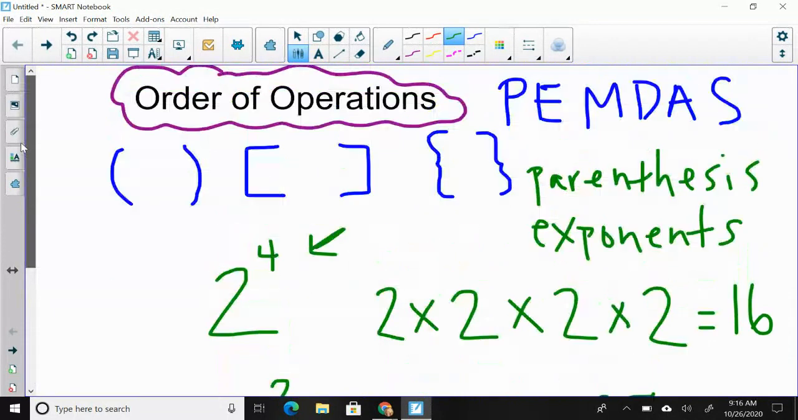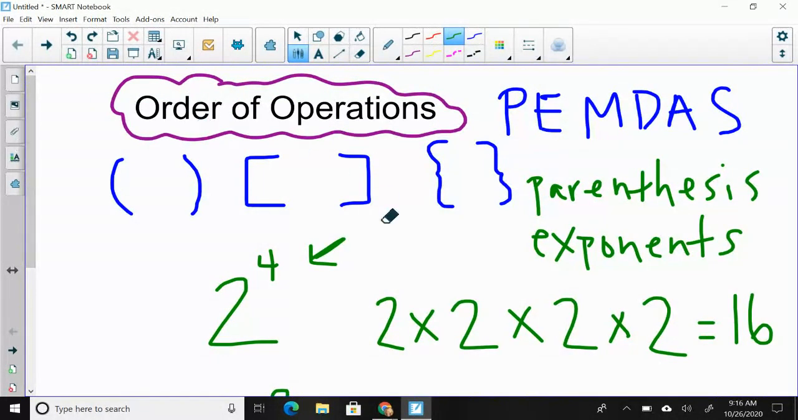The good thing is in 5th grade math, you will not have any order of operations problems with exponents. In middle school, yes. In 5th grade, no. That's what the E stands for, exponents, and that's what you would do second. If you had parentheses, you would do parentheses first, and then anything with an exponent. And then the next step is multiplication and division.